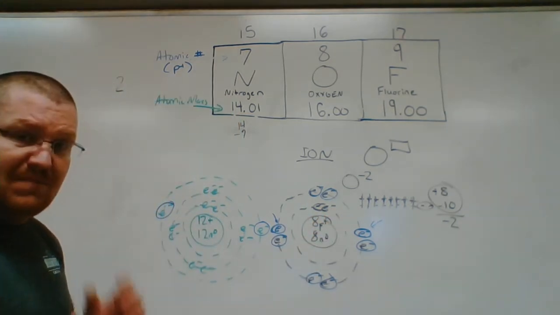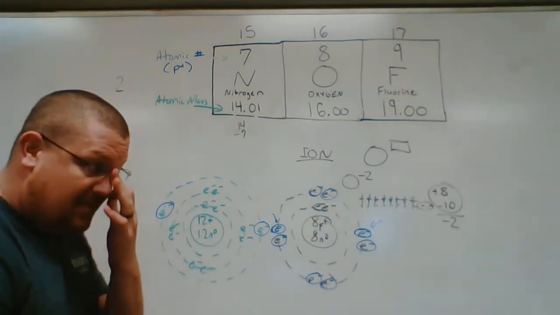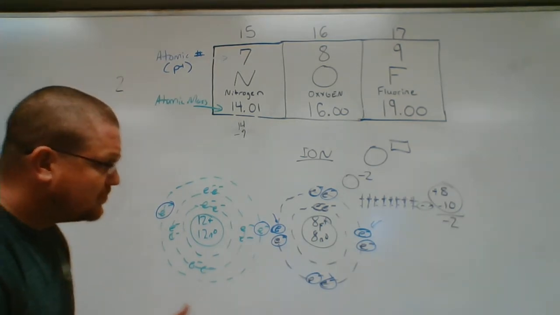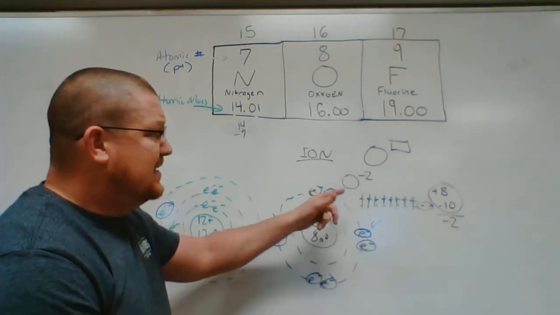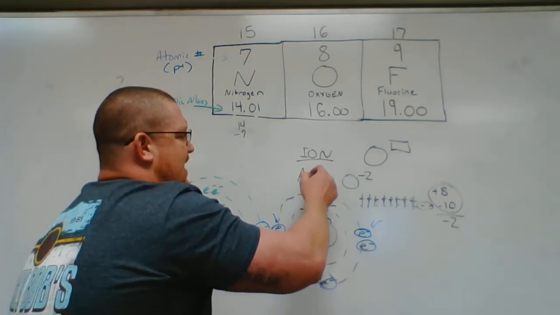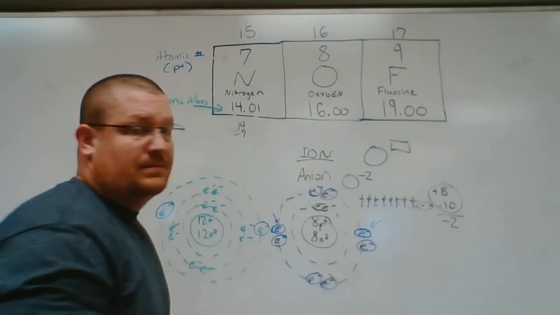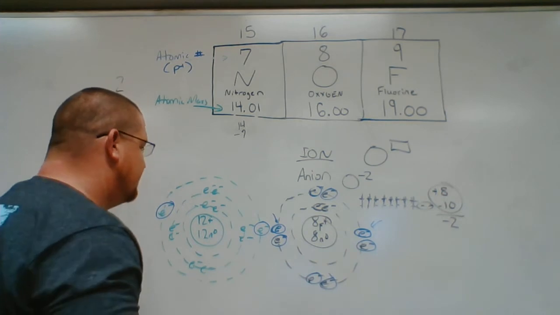Now over here, magnesium is a little bit different ball game. It's a metal, right? So, just to go back, a negative ion is called an anion. Just is. Deal with it, right?